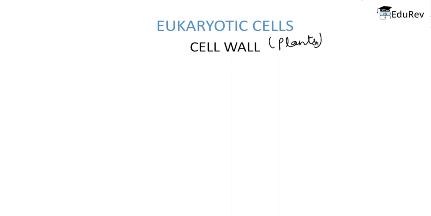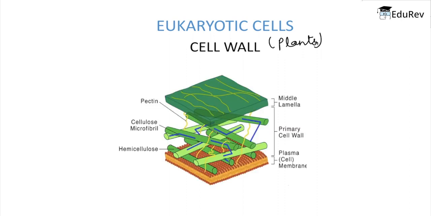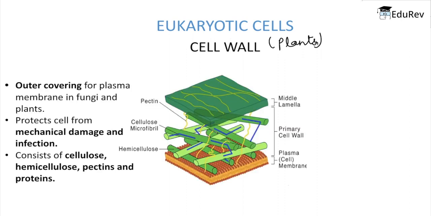The cell wall is the outermost covering present in plants, and the main function of the cell wall is to provide shape and protection to the cells. It also protects the cell from mechanical damage and infection. The cell wall is made up of cellulose, hemicellulose, pectins and proteins. It also consists of 3 layers, which are called the middle lamella, primary cell wall and the plasma membrane.